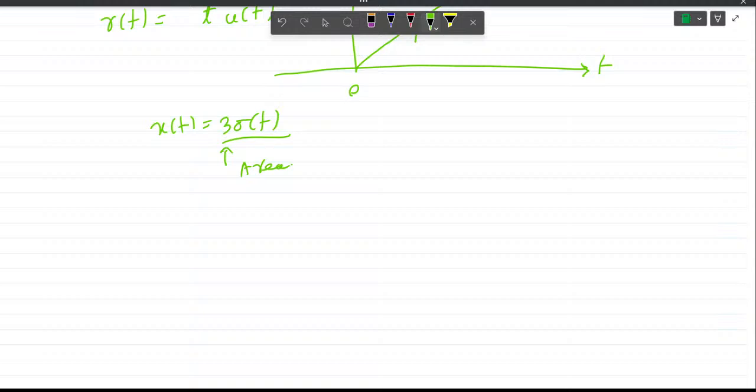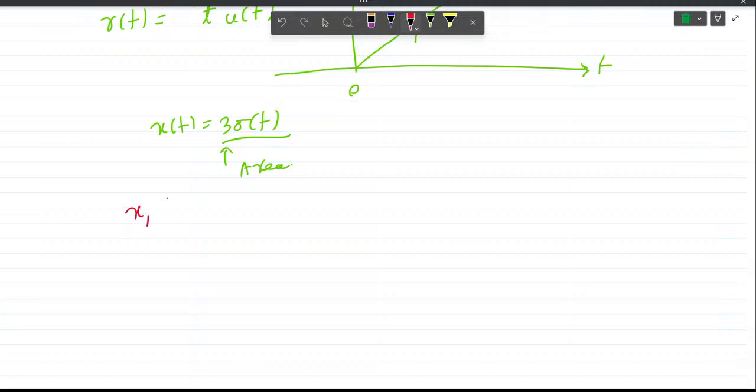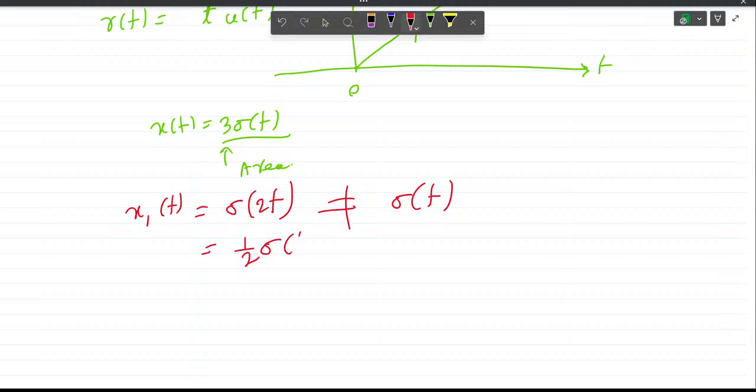Another thing about delta t, these are important so you should know: because it is area, it always varies when we have compression or expansion in time. Delta of 2t is not the same as delta of t. Actually delta of 2t is equal to simply half delta t, that is, the area becomes half.